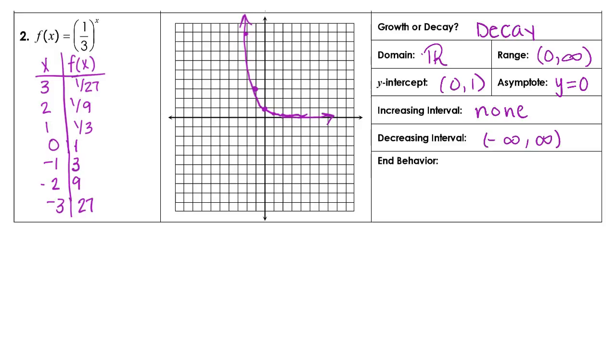And finally, our end behavior, again, remember, you always have x approaching negative infinity and x approaching positive infinity. Now, as we move toward negative infinity, our function itself is moving toward positive infinity. And then as we approach positive infinity on the x, then we are approaching 0 over on the y side of things.